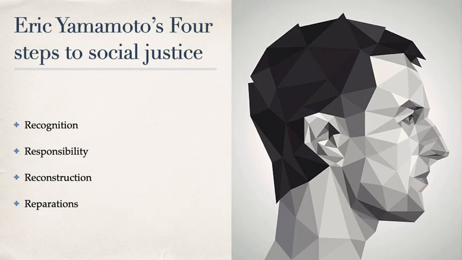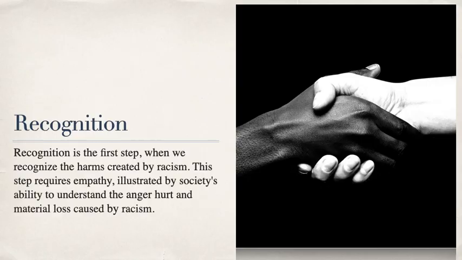Eric Yamamoto's four steps to social justice. The first one is recognition. The second one is responsibility. The third one is reconstruction, and the fourth is reparations. Recognition is the first step. We have to recognize the harms created by racism. Look at intersectionality. It's usually not just one harm isolated. These harms tend to bleed into one another.